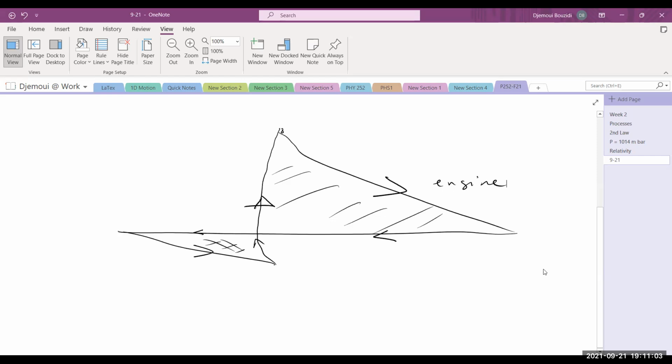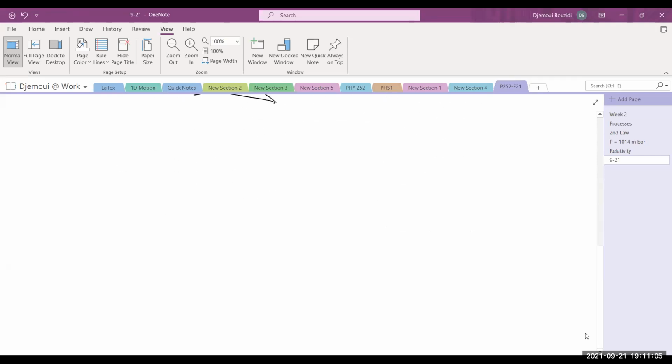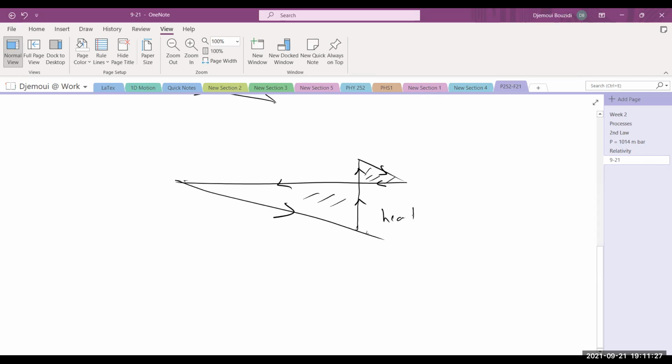But if I'm going to do it this way, for example, it's the same thing, but in here it's clearly this area is less than this area, and this is going against the clock. And this is going with the clock. So in this case, it's going to be a heat pump.